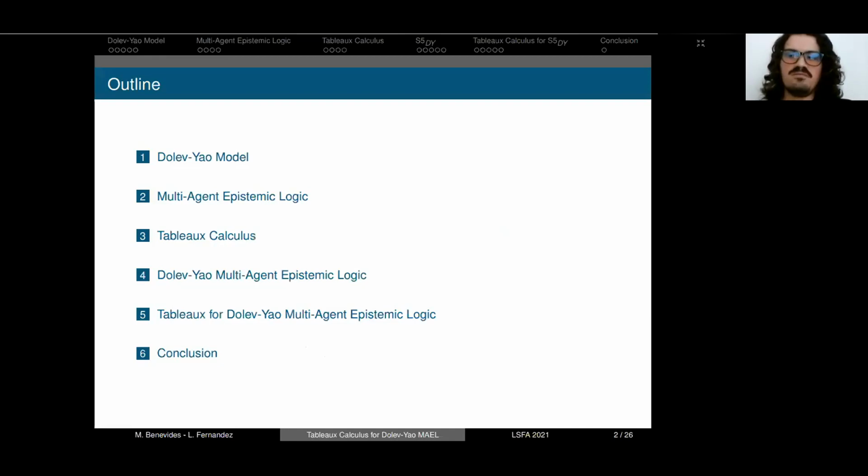So here we have the outline of the presentation. I will briefly explain the background for our work. First, we have the Dolev-Yao model, then the multi-agent epistemic logic, S5. We also have the theorem prover called Tableau Calculus. And in special, I will introduce the Dolev-Yao Multi-Agent Epistemic Logic, that is a previous work of ours, to finally present the Tableau method we provided for this logic. And we conclude with some final remarks.